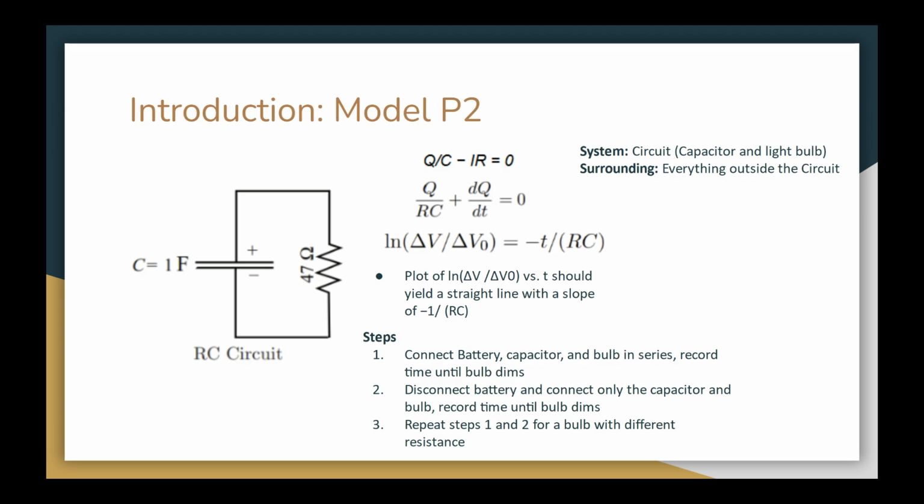For the second part, we connect the battery, capacitor, and bulb in series, record the time until the bulb dims, disconnect the battery and connect only the capacitor and the bulb, record the time until the bulb dims, and repeat 1 and 2 for a bulb with a different resistance. Here, the RC value should be the resistance times the capacitance, and this tells us how long a light bulb will dim, or in other words, how long it will take for a capacitor to fill up or discharge.